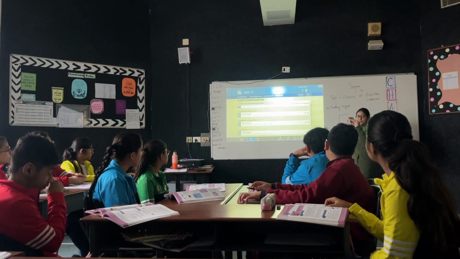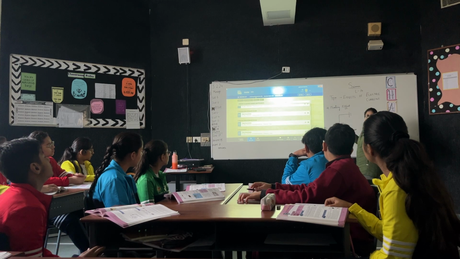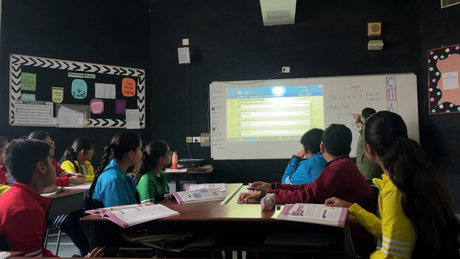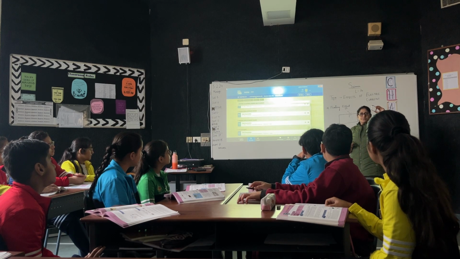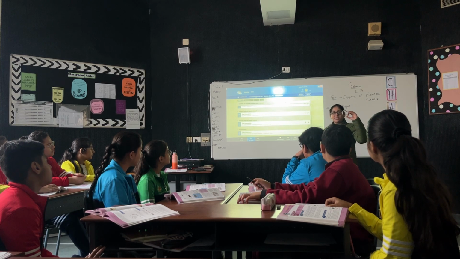I have taken a cell or a battery. Can I represent the cell like this? Yes, ma'am. Positive terminal and negative terminal. Yes. And I have connected these two terminals using an aluminium foil. Isn't it? Now the circuit is complete. The electric current will flow.